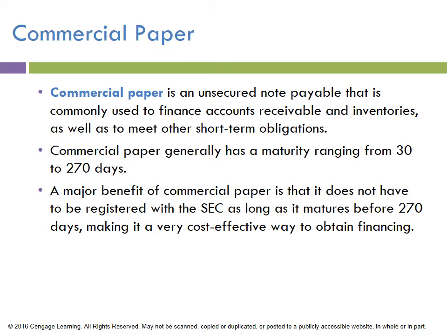Commercial paper is another type of contractual liability. It's unsecured, so there's no collateral on it. It's commonly used to finance accounts receivable and inventories, as well as to meet other short-term obligations. So commercial paper generally has a maturity range from 30 to 270 days. A major benefit of commercial paper is that it does not have to be registered with the SEC, as long as it matures before 270 days.